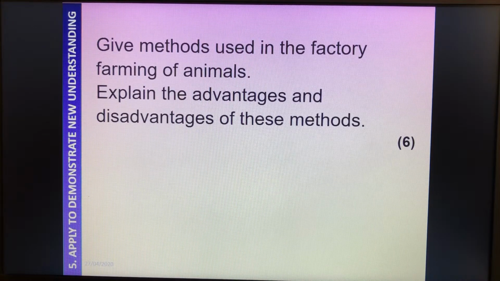We're going to start off with a quick 6 marker. Okay, give methods used in the factory farming of animals. Explain the advantages and the disadvantages of these methods. Now, a really key word here is explain. Okay, that's going to come up in the mark scheme. We need to explain those advantages and disadvantages. So it's a 6 marker, 6 minutes. You know what I'm going to say. It's time to pause now.